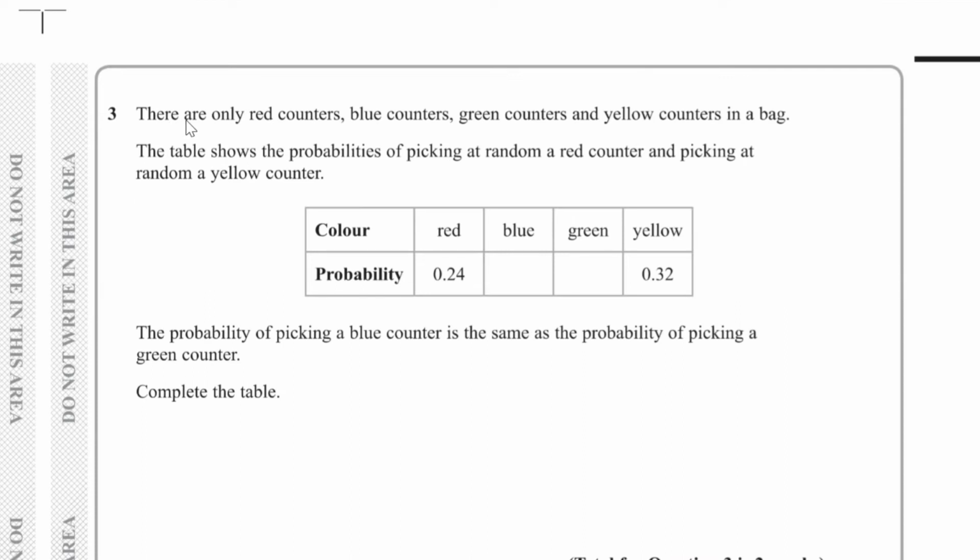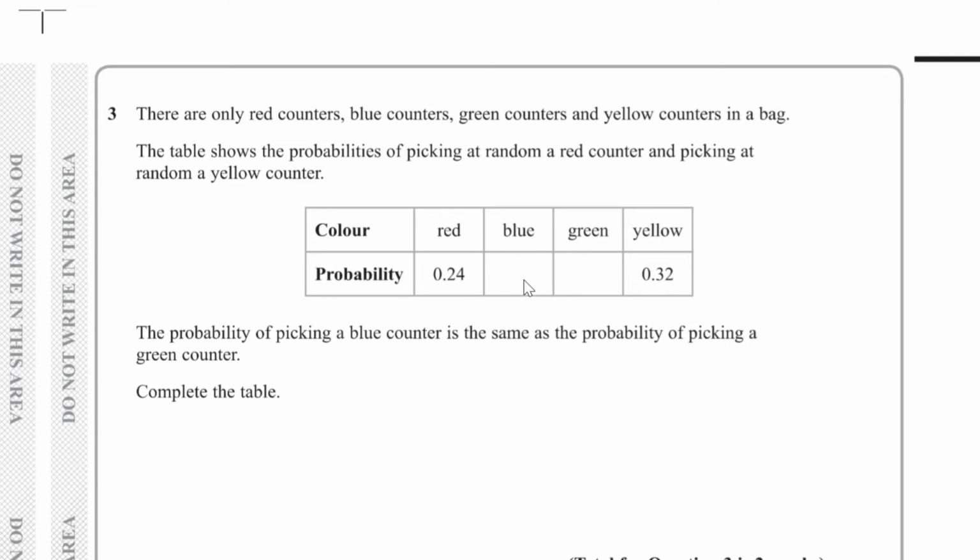Question number 3. There are only red counters, blue counters, green counters and yellow counters in a bag. The table shows the probabilities of picking at random a red counter and picking at random a yellow counter. So you can see the probability of picking red is 0.24 and the probability of picking yellow is 0.32. The probability of picking a blue counter is the same as the probability of picking a green counter. We have to complete the table.